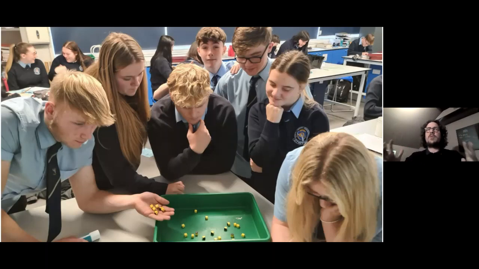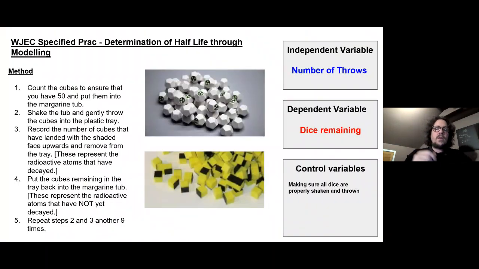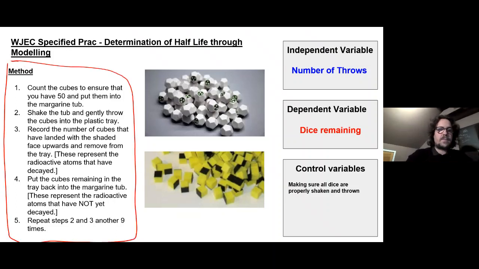And if we have a large number of dice to begin with and we throw them, what we'll see is that although we can't predict which ones are going to decay, we can have some clue about how many will decay. So that's the method. Again, take a little look at that.